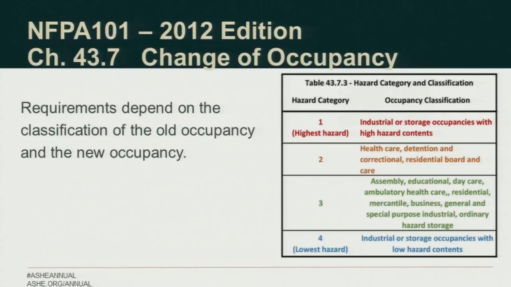So category 3 is the bulk of the occupancy chapters: assembly, business, mercantile. Then you jump to hazard category 2. It's ambulatory healthcare, detention and correction, residential board and care. If you think about it, category 2 is basically people that can't get out and leave on their own. They're dependent on other people for self-preservation. And then highest hazard is an industrial occupancy that's high hazard.